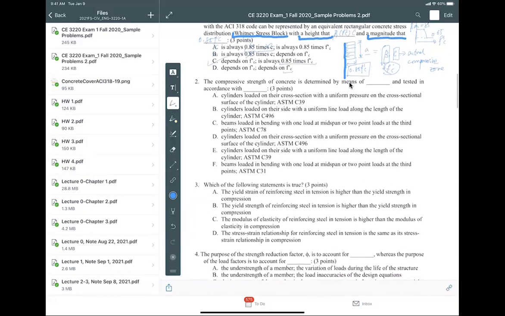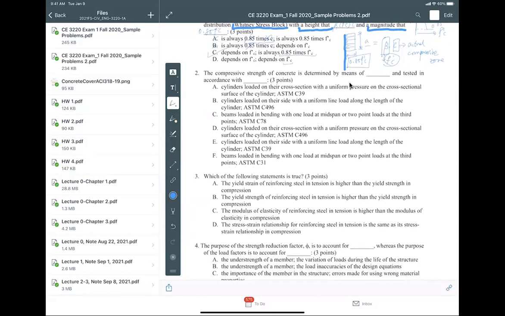Okay, now the second problem: the compressive strength of the concrete is determined by means of what, and tested in accordance with what? So take a look at the choices, right? A: cylinder loaded in the cross section with a uniform pressure on the cross-sectional surface of the cylinder, ASTM C39. B: cylinder loaded on their side with a uniform line load along the length of the cylinder. So if I start drawing the first one, I have a cylinder loaded in this way, right? And the second one, I have a cylinder loaded in this way. So the first one seems like a compression test. The second one seems like a split cylinder test, right?